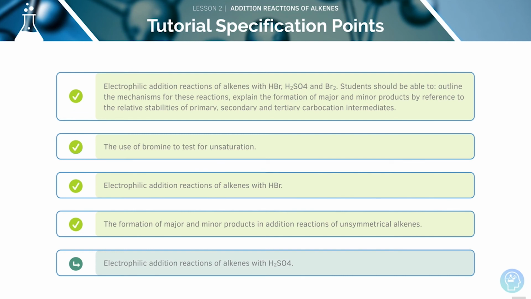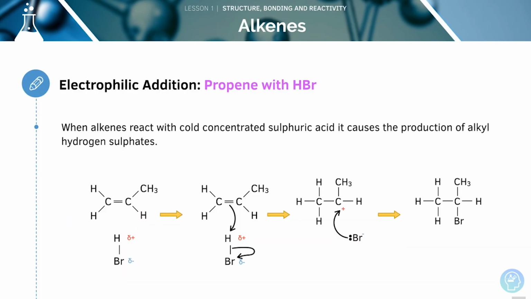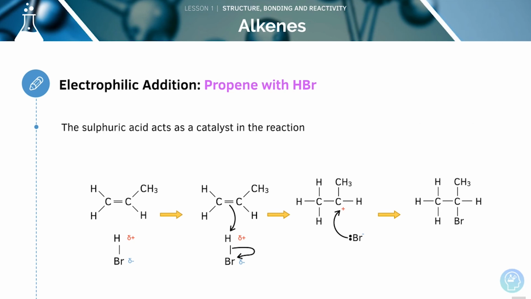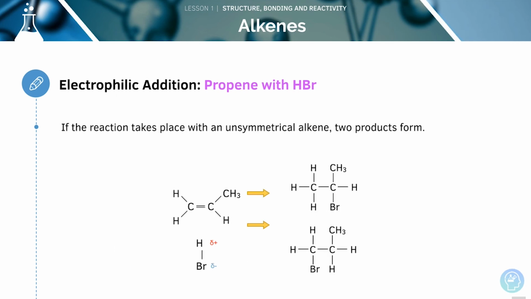Finally, we'll be looking at some addition reactions with H2SO4. An electrophilic addition reaction takes place when alkenes react with sulphuric acid. This causes the production of alkyl hydrogen sulfates. The sulphuric acid acts as a catalyst in the reaction. If water is added to the alkyl hydrogen sulfate and the mixture is warmed, alcohols can be formed in a hydrolysis reaction.